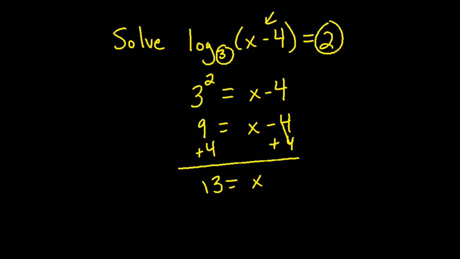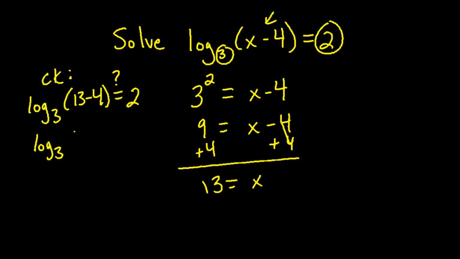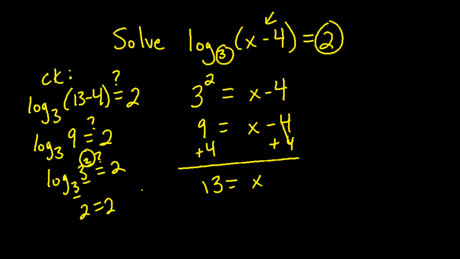We could always check this to see if it works. Log base 3 of 13 minus 4, we're checking to see if that equals 2. 13 minus 4 is of course 9, and 9 could be written as 3 squared, which is one way to see that these are equivalent. Log means what is the exponent on base 3 of 3 squared, and that exponent is 2. Since 2 equals 2, this answer checks.